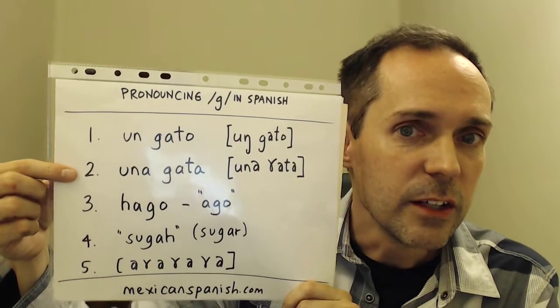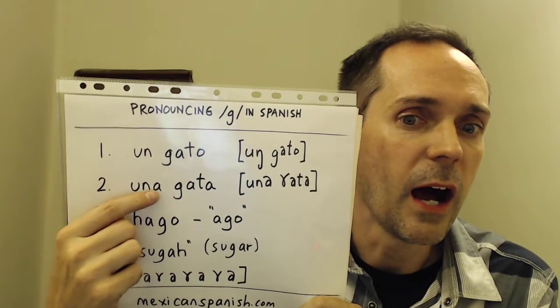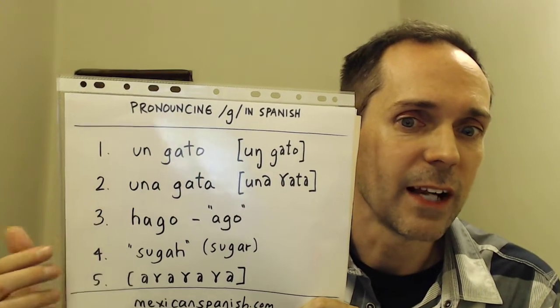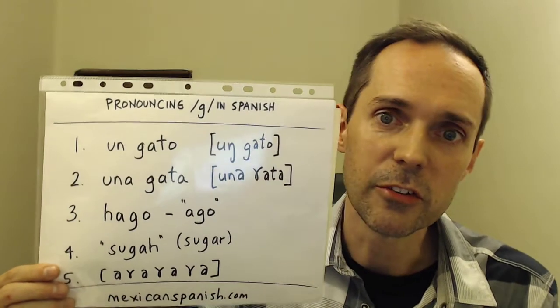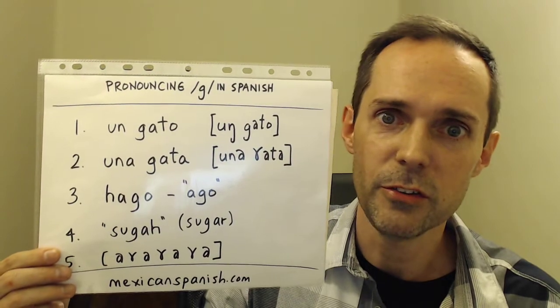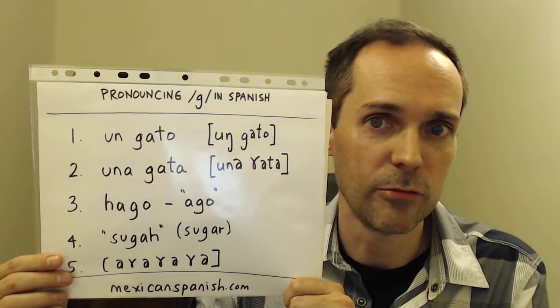In the second example, G is now between vowels. It's between the A of una and the first A of gata, una gata. That's a little different sound, una gata, una gata. Do you hear the difference? That's because there's not complete closure of the airflow.